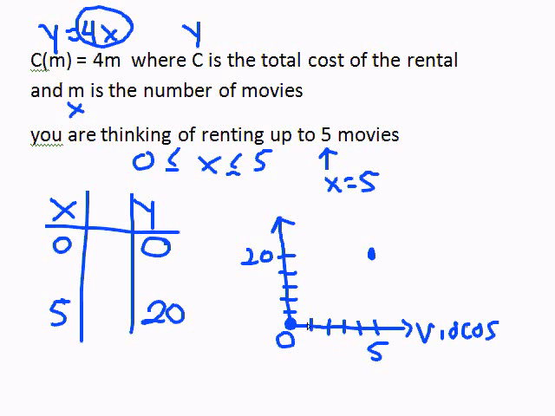You may have connected those 2 dots with a straight line, but the reason I introduced discrete functions at the beginning is that this is actually an example of a discrete function. Now, why? The answer is you cannot rent half of a movie. You have to rent a whole movie, which means we can only increase by single amounts every time.